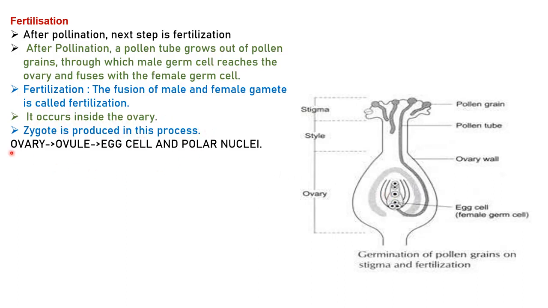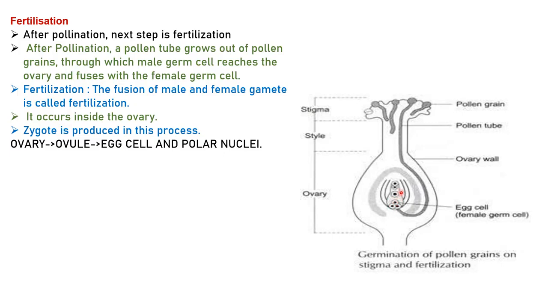We will see the journey: ovary, ovule. Inside the ovary, ovules are present, and inside the ovules you can see there are three cells, right. The middle one is called the egg cell, which is going to be fertilized by the male nuclei, right?